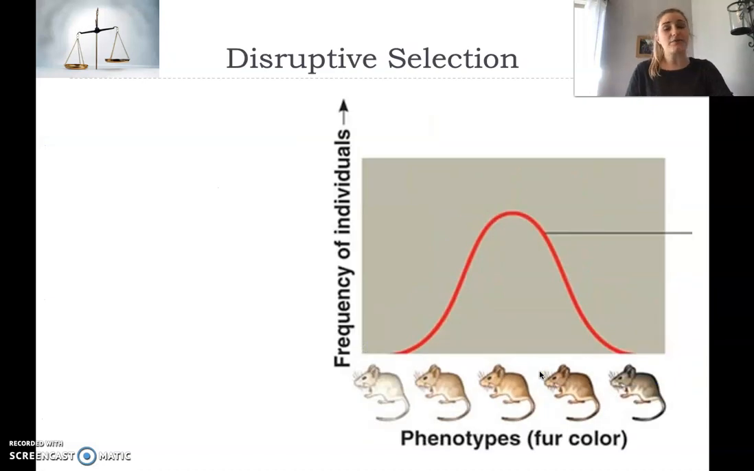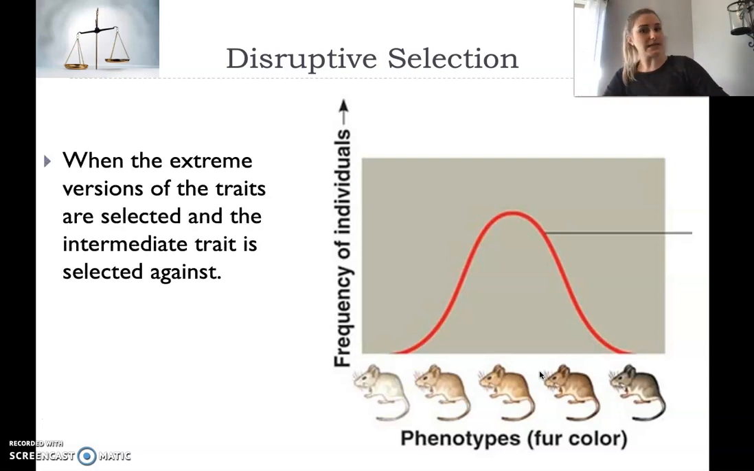And finally, we have disruptive selection. This is probably one of the hardest. You may have heard the term disruptive before when it comes to your classmates. If you've got someone that always likes to talk out all the time, they could be called disruptive. Disruptive means to disturb or to undo the typical or the norm.